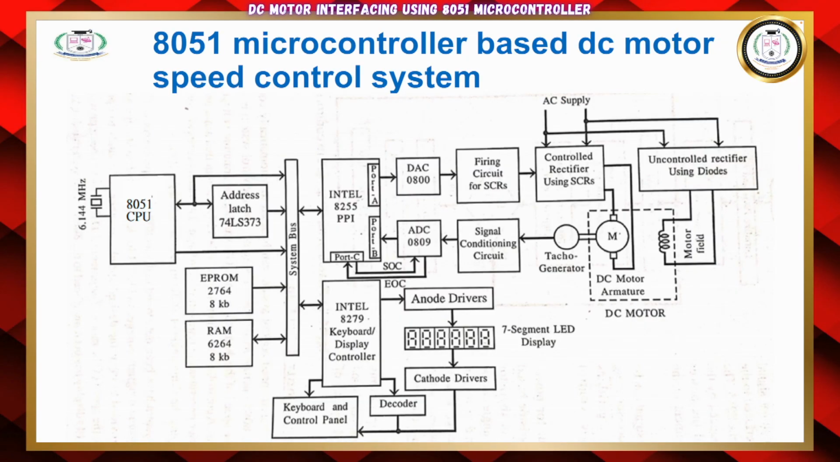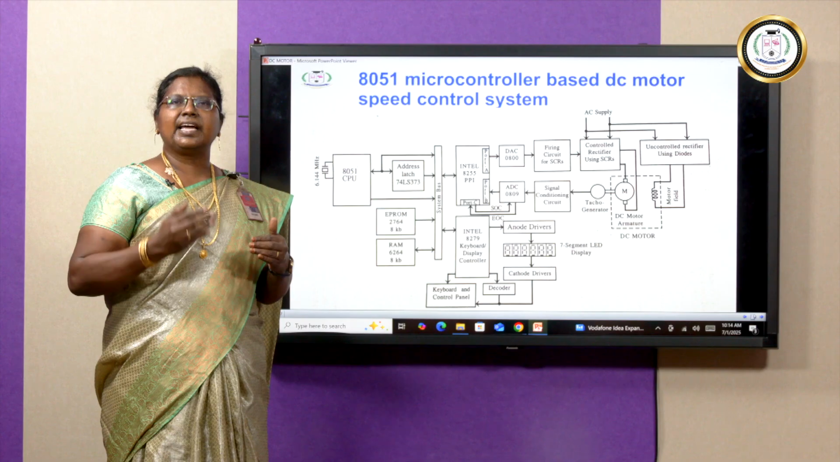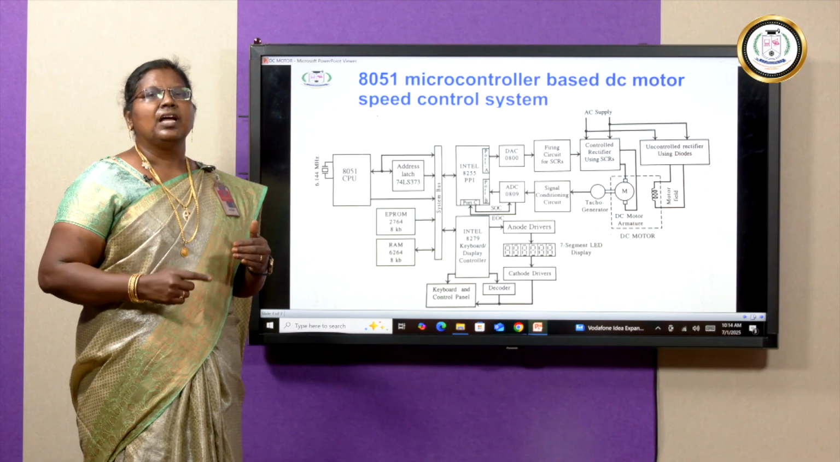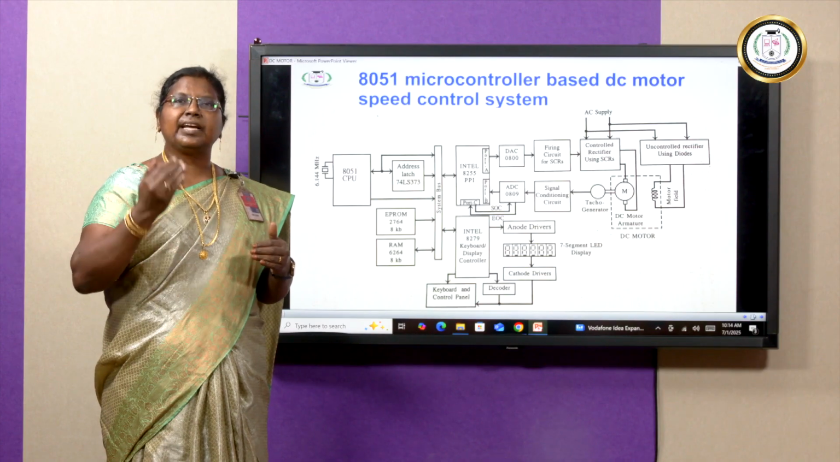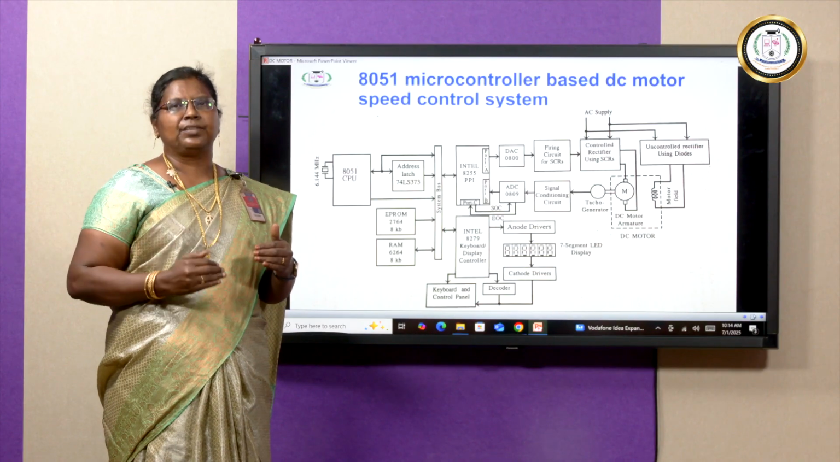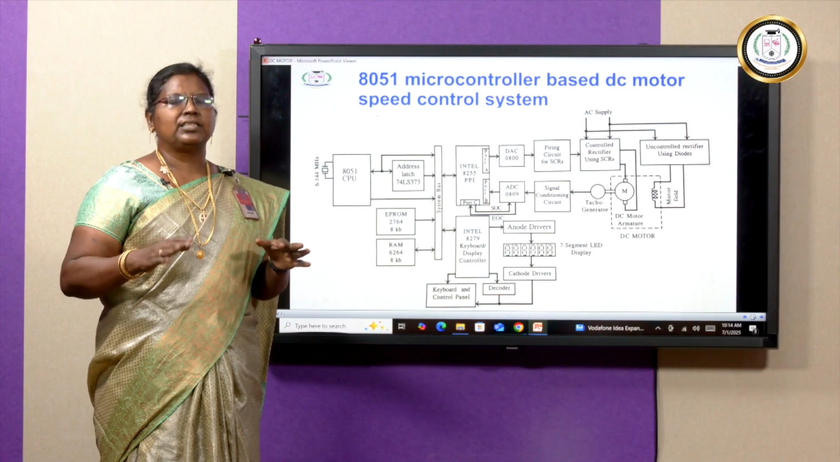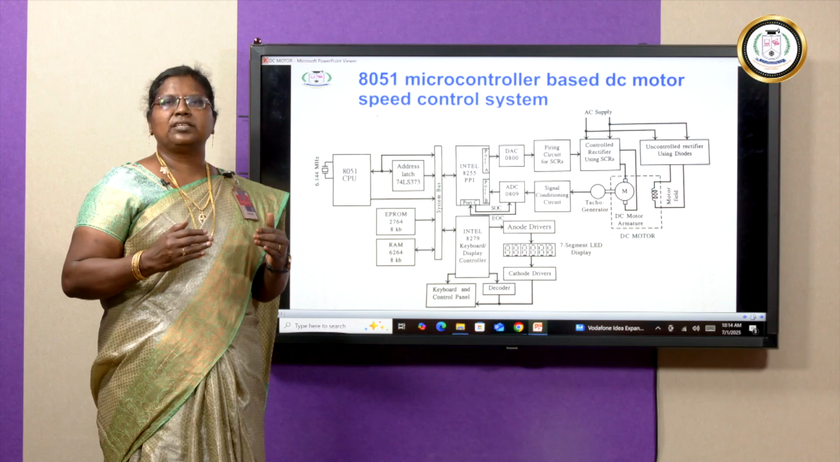Once the actual speed is displayed, the desired speed and the actual speed will be compared. If the actual speed is lesser than the desired speed, we have to increase the speed of the motor. If the actual speed is greater than the desired speed, we have to decrease the speed of the motor. If both speeds are the same, we need not do any operation, and let it continue at the same speed. This is the operation to be performed.